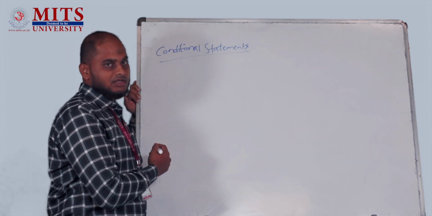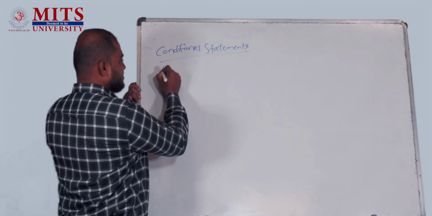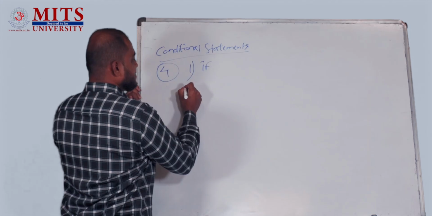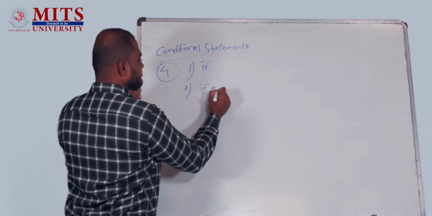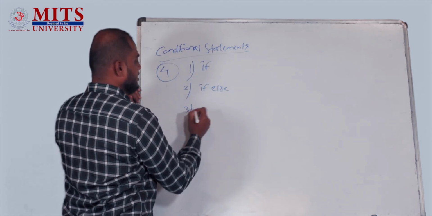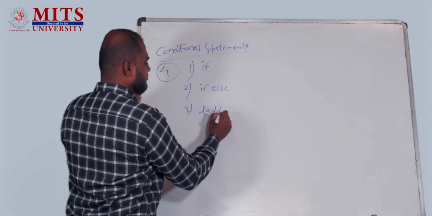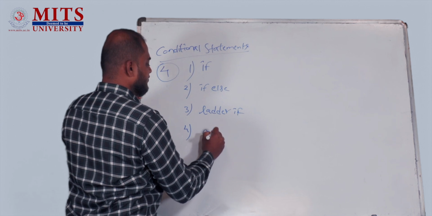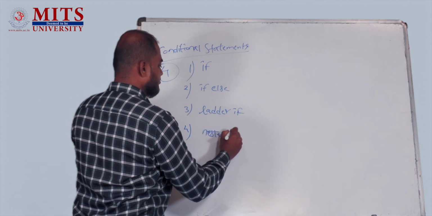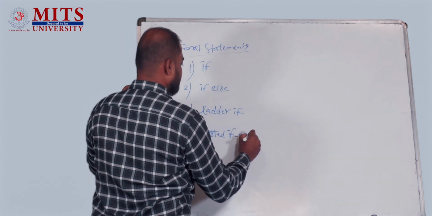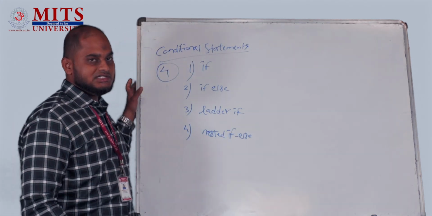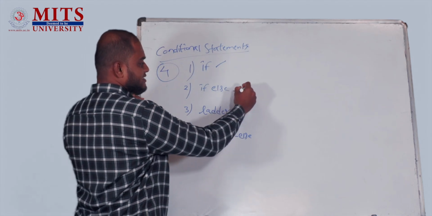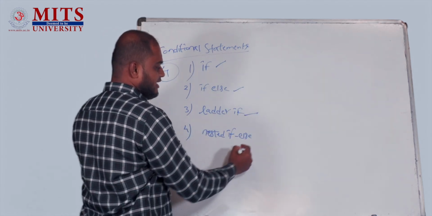In Python programming, we have four types of conditional statements. The first one is called simple if. The second one is called if else. The third one is called ladder if. And the fourth one is called nested if else. So these are the four conditional statements present in Python programming.